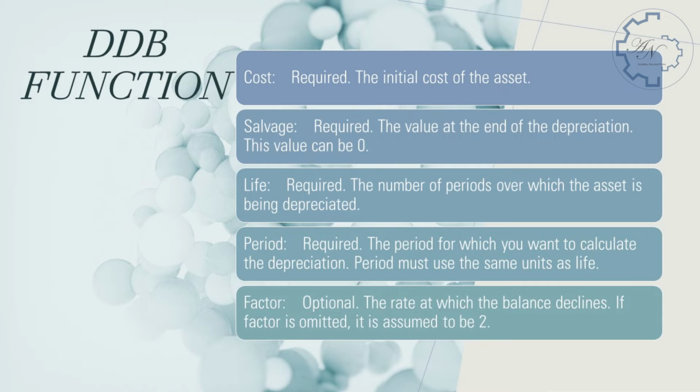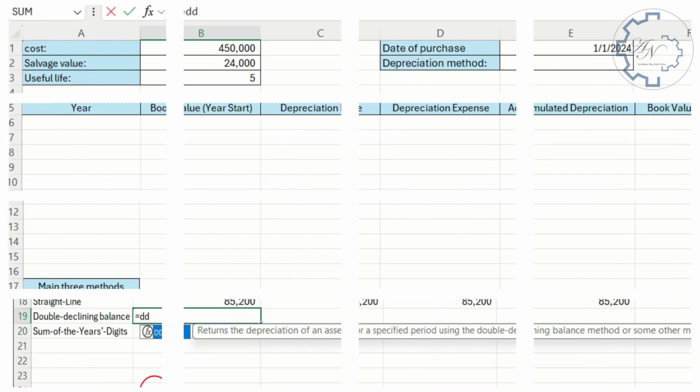Period, required. The period for which you want to calculate the depreciation. Period must use the same units as life. Factor, optional. The rate at which the balance declines. If factor is omitted, it is assumed to be 2. I will fill the first 4 arguments.